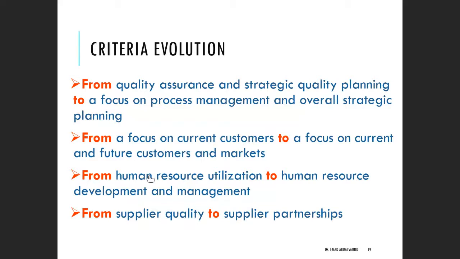Also, it means that instead of human resource utilization, which is how it was, now you have to think about human resource development, how you develop your human resources, and moving from supplier quality to supplier partnership. This is how the evolution of quality is going, especially when we apply quality on a large scale where supply chain logistics is applied. It has to be thinking more globally and utilizing every single resource you have, improving it and keeping on improving it.